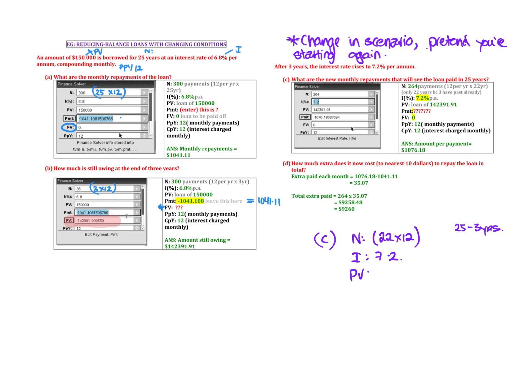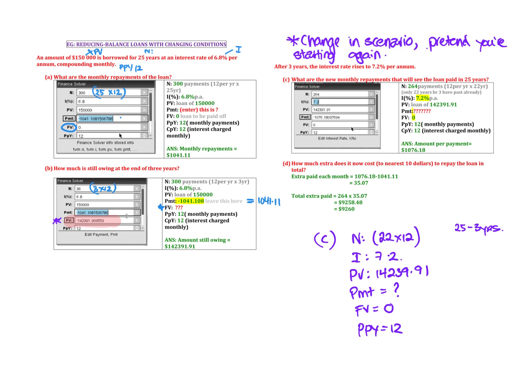Okay, the PV, we're going to pretend we're starting again. So what we owed at the end of 3 years is going to be our new borrowing amount. Does that make sense? So it's positive because we're pretending we're borrowing it again. That's where that 142391.91 came from. We're going to pretend we're borrowing that again. The payment was the question, because we asked what the new one is. We'd still want to pay the loan off, so FV is 0, and it was still monthly, so PPY is 12. And you can see how we get the new payment.